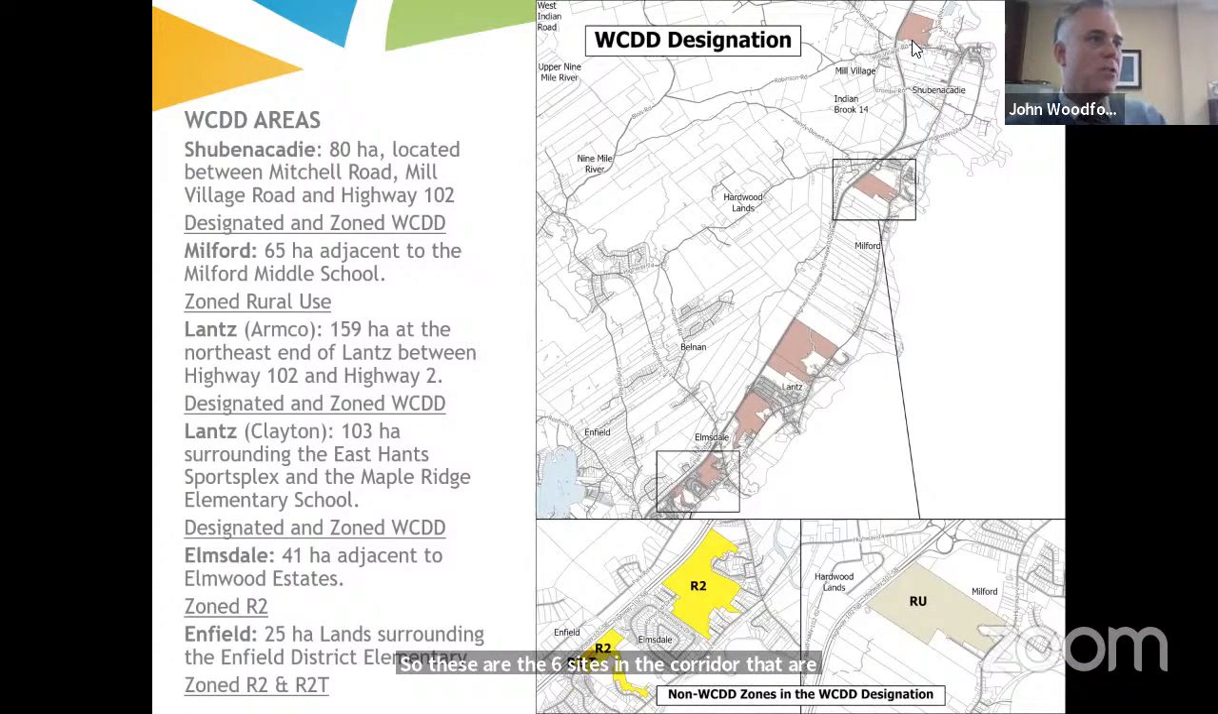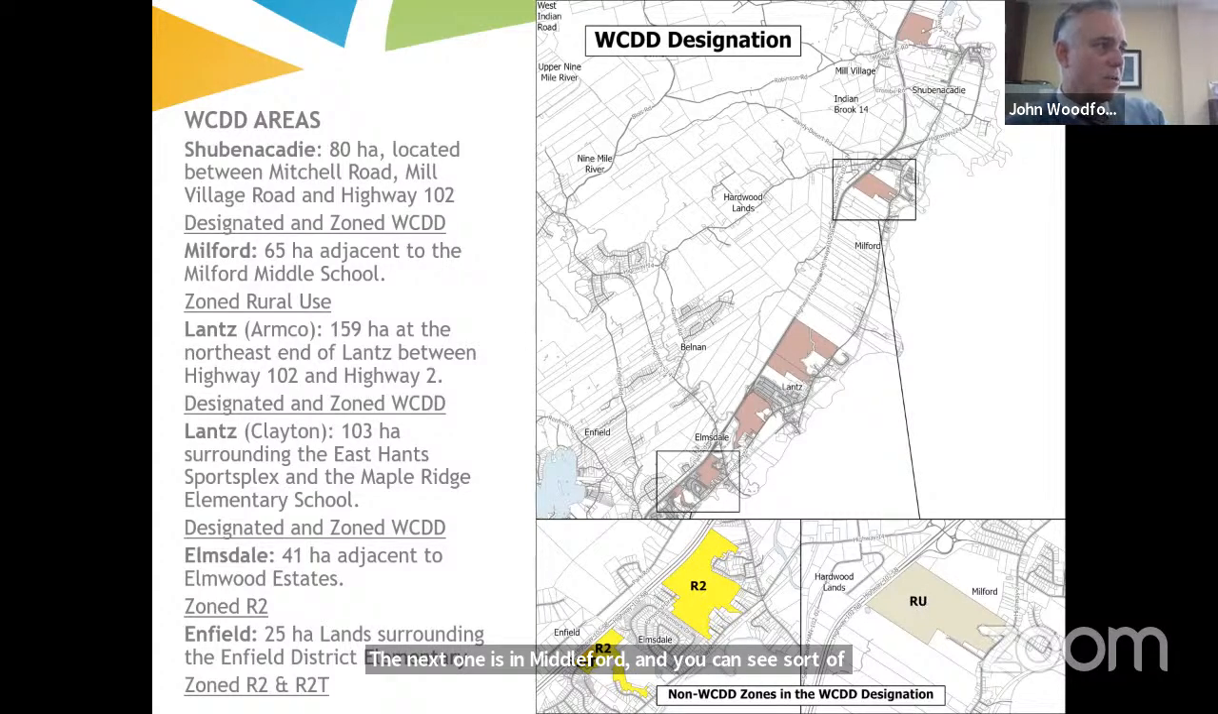So the first one up here in Shubenacadie, that was designated more than 10 years ago now for a proposed development, Shuby Heights. It was going to be a 500 unit development. The developer has since gone away and sold the land to Spaganagity, who have indicated they will develop it at some point. And there was a development agreement approved there, but it's since been discharged. And that one is designated and zone CDD. The next one is in Milford. And you can see sort of the inset map down here.